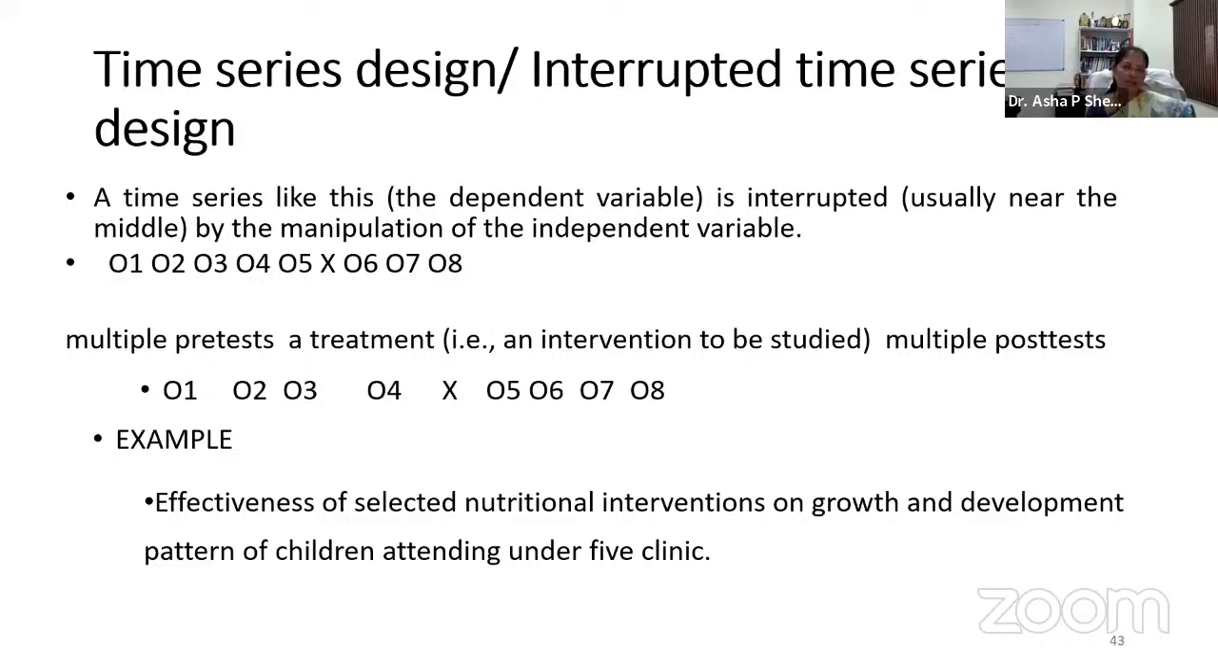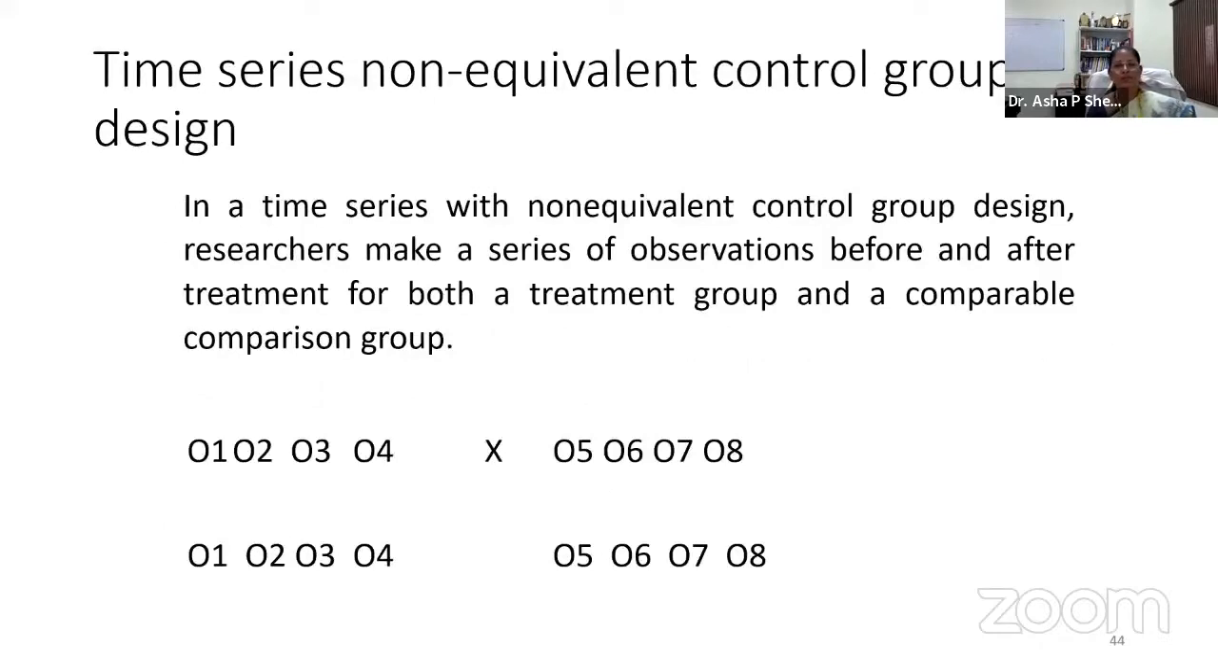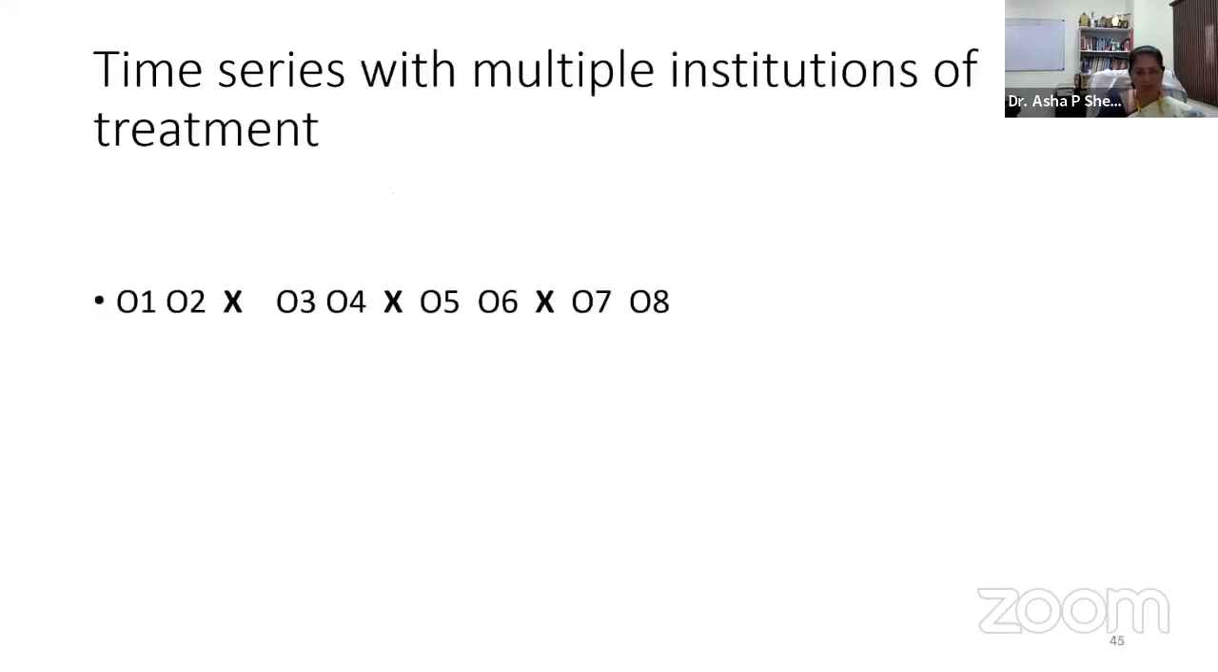So this time series design can be carried out in multiple ways. For example, it can be a time series design with a non-equivalent control group. If we look at this design, we have two groups, the experimental group and the control group. Both groups have observations, that is, the pre-test is done multiple times. The experimental group is exposed to the intervention, and both groups are exposed to the post-test multiple times.